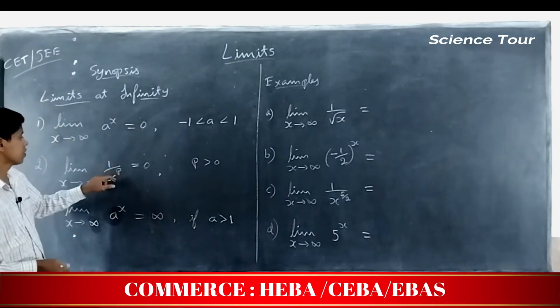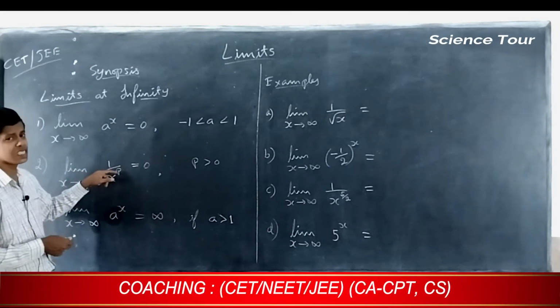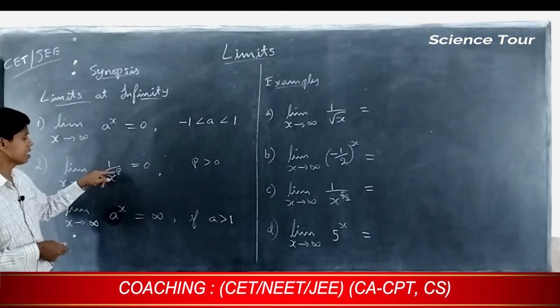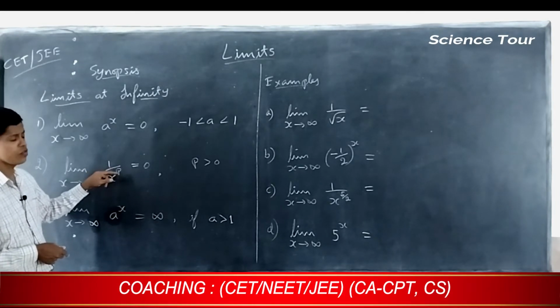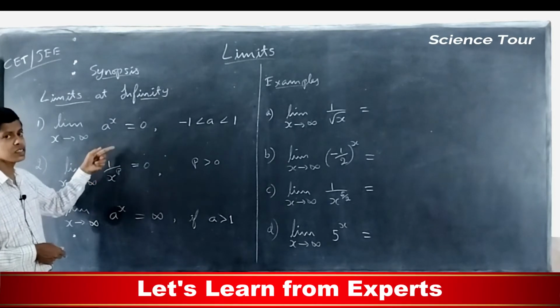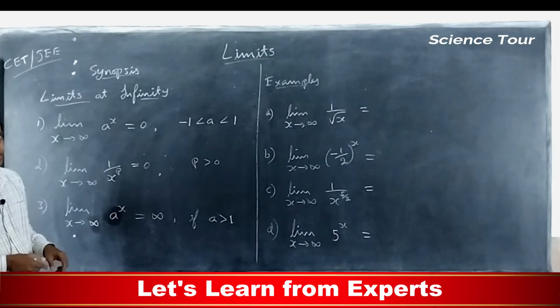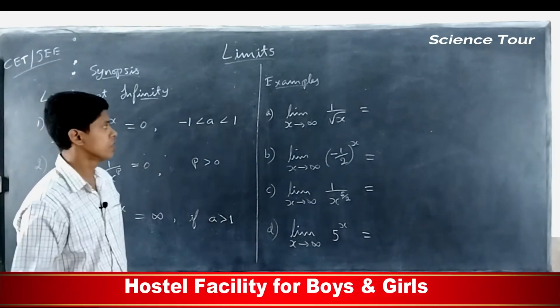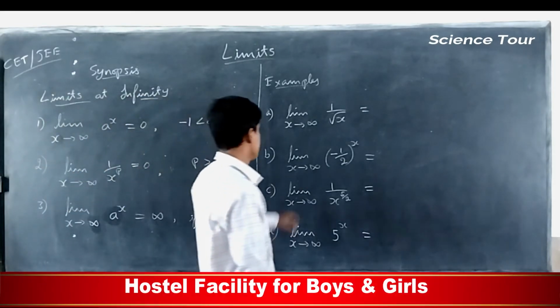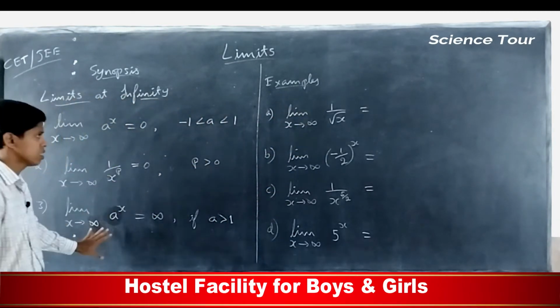Otherwise, if p is negative, that will go to the numerator. Imagine p is minus 2. If we have 1 by x raised to minus 2, when it goes to the numerator, it will be x square. So that will be infinity then, infinity square. Anyway, now come to a few examples based on these 3 formulas.